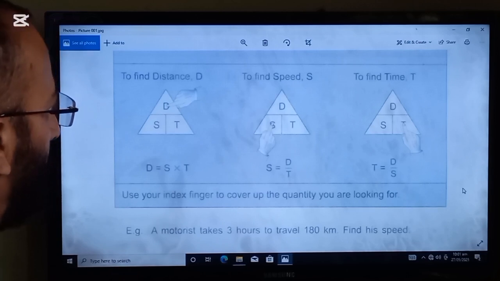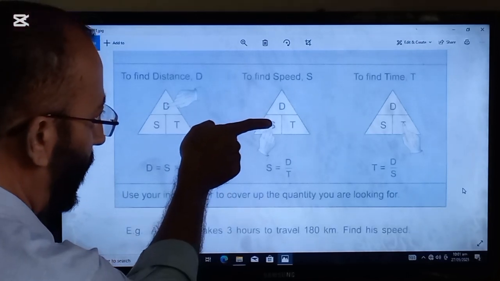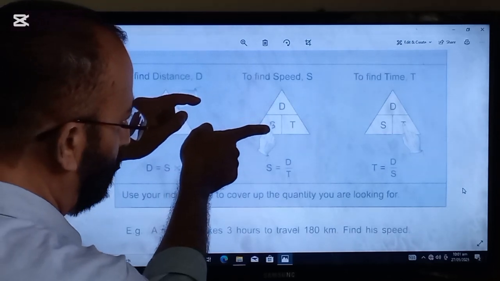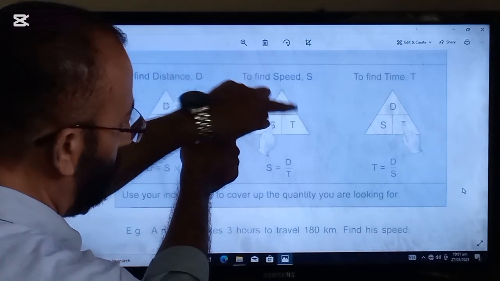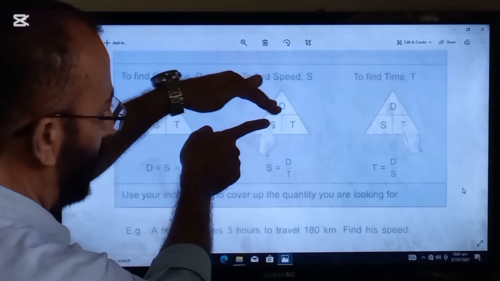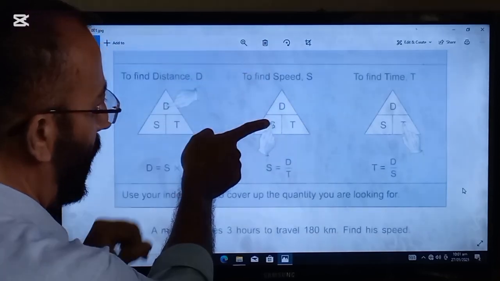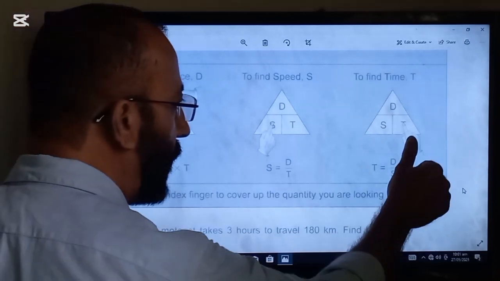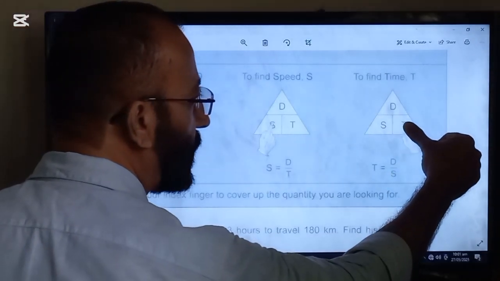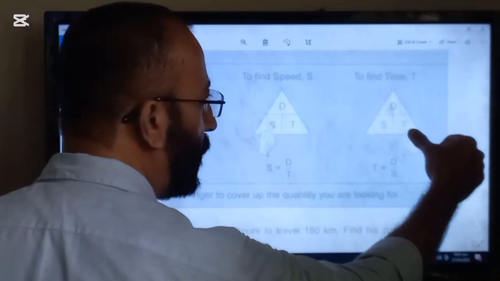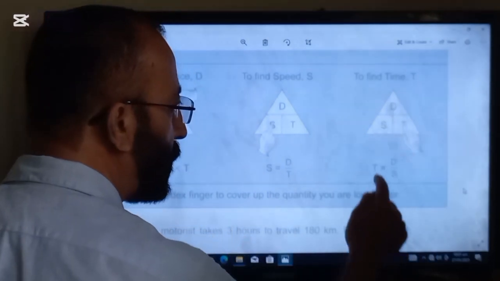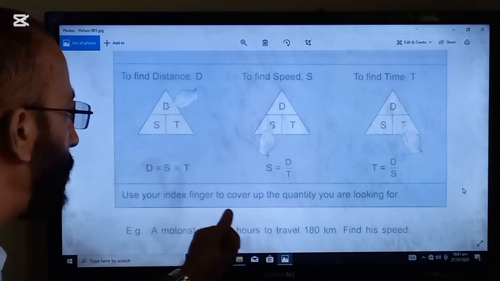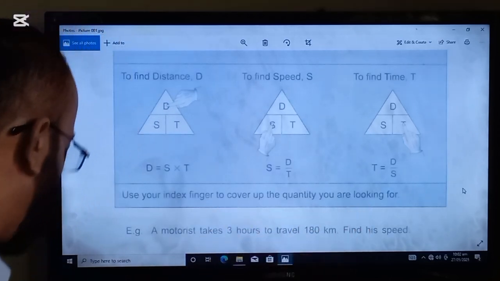If you are looking for speed, cover the quantity speed with your index finger. The answer for speed will be distance over time, because distance is above and time is below, so distance over time will be the formula. If you are looking for the time, cover the time with your index finger. The answer will be distance over speed. So use your index finger to cover up the quantity you are looking for.